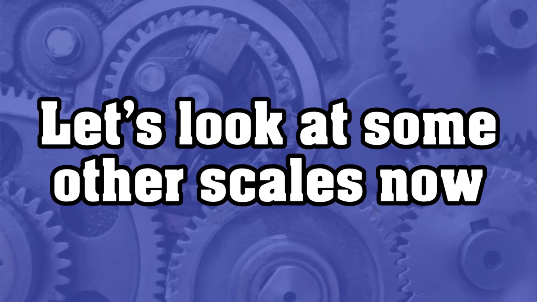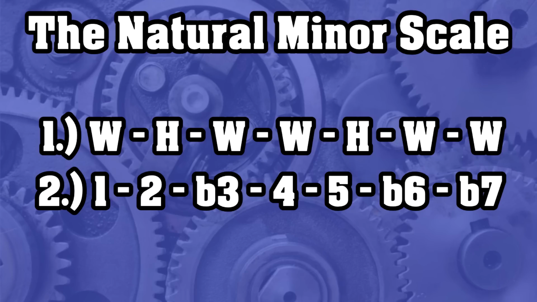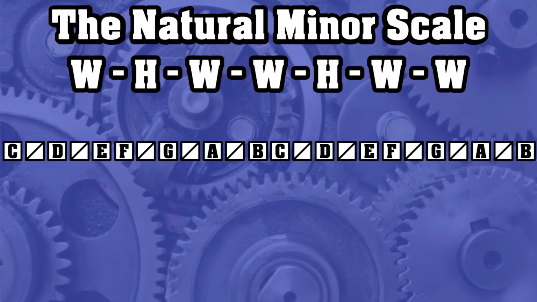Let's look at a few other common scales. First, we'll start off with the natural minor scale, which has 2 scale formulas. The first one is just the distance between adjacent notes, which consists of whole steps and half steps, and then the second one is the distance between each note and the root of the scale. So let's look at an example. Let's say that we wanted to determine the notes of the F natural minor scale.